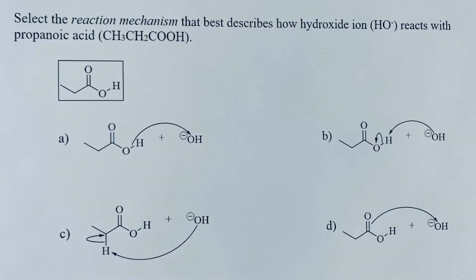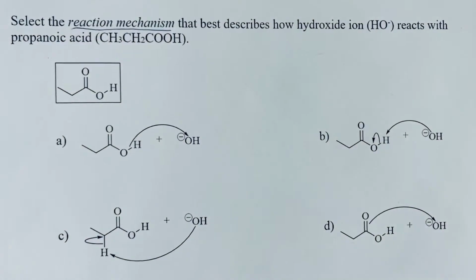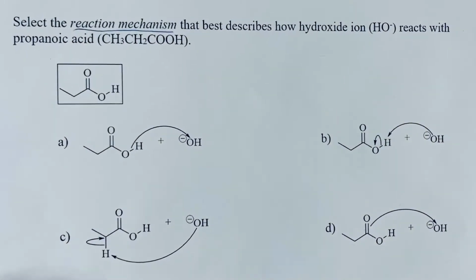Select the reaction mechanism that best describes how hydroxide ion reacts with propanoic acid. So when we're drawing a reaction mechanism in organic chemistry, this means that we are drawing curved arrows.